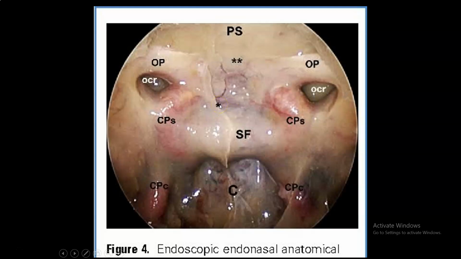What is the middle clinoid? The most lateral part of the tuberculum sellae. So this is the tuberculum sulcus, and this is the medial optico-carotid recess. Gradually, you will catch it, no problem.